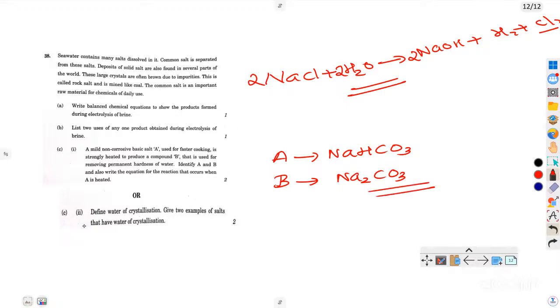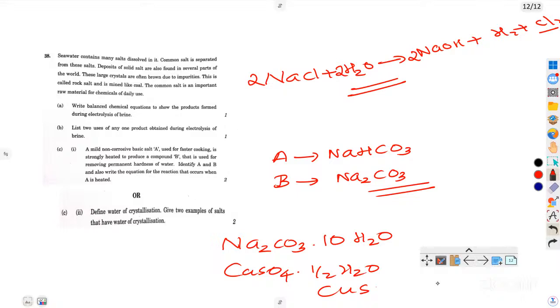Define water of crystallization. Water of crystallization is the amount of water present with the salt. Give two examples of salts that have water of crystallization. You can write many examples we studied. For example, Na2CO3·10H2O, plaster of Paris, CaSO4·½H2O, or CuSO4·5H2O. So these have a fixed number of water molecules present with the salt.